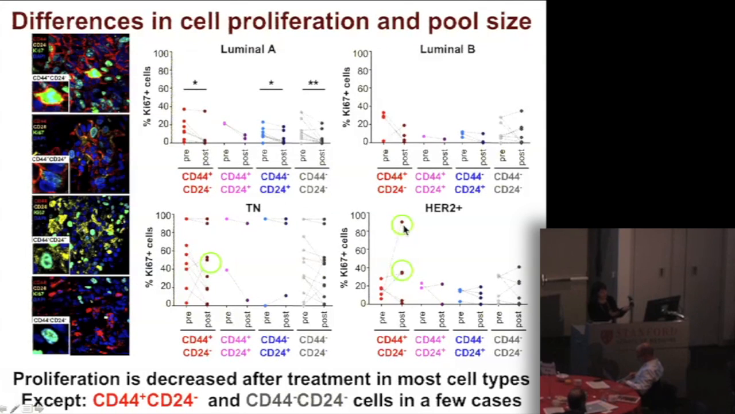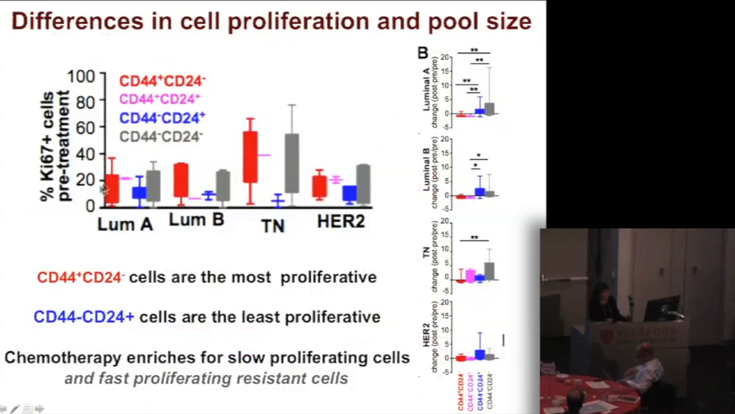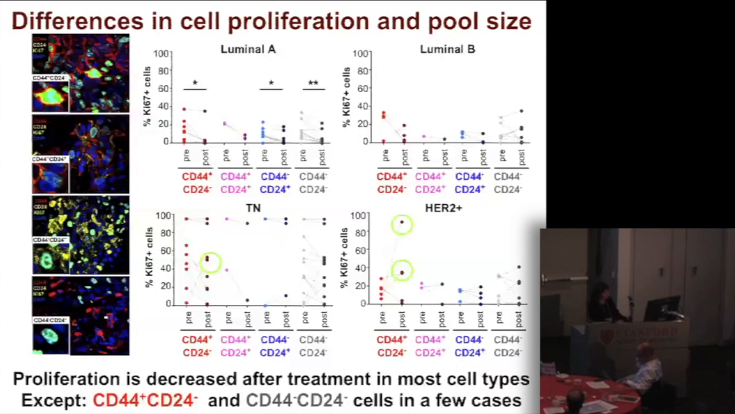So you could see some paradoxical enrichment for those cells, but that's just because they don't respond, and then they proliferate more. But in the other ones, in particular in the luminal tumors, we do see an enrichment of more CD44 cells, and that was more pronounced in the luminals.